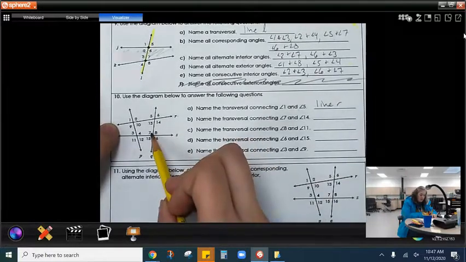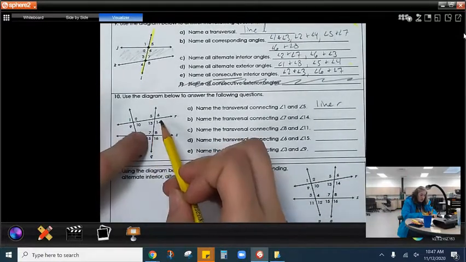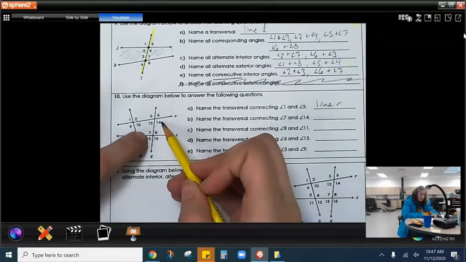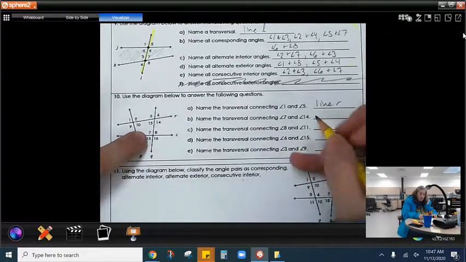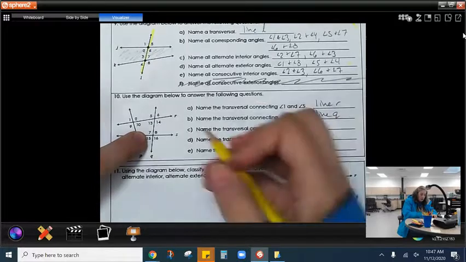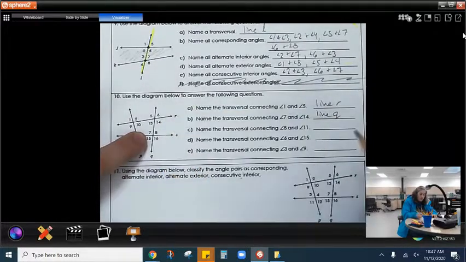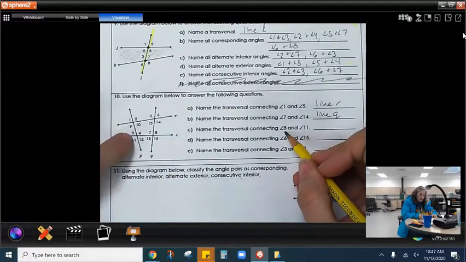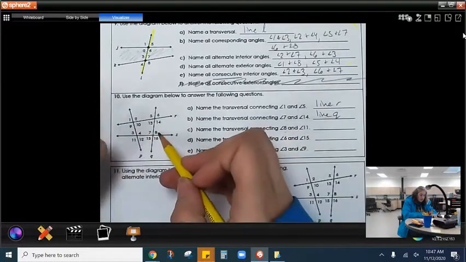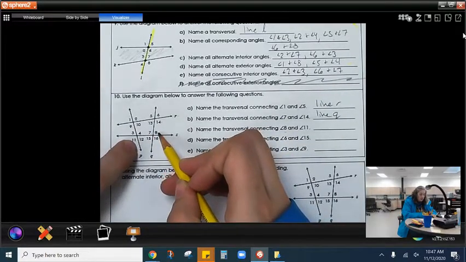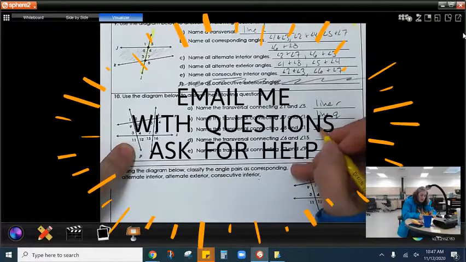What about 7 and 14? Which line do they both touch? Line Q, right? They both touch line Q. How about angle 8, which is right here, and angle 11, which is right there? Which is the transversal? Line S.